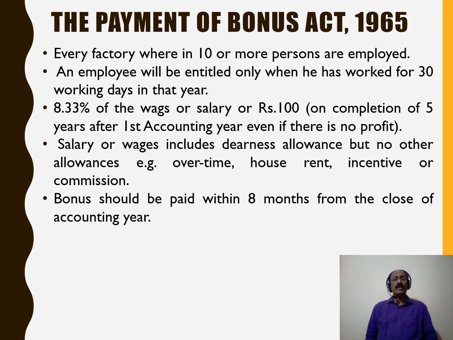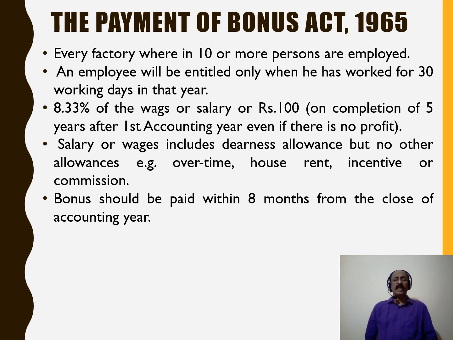And again, another one is the Payment of Bonus Act of 1965, where there is an entitlement of bonus to be paid. 8.33 percent of the wages or salary should be paid as far as the employee is concerned. This can include even your DA allowance, but other allowances are not there. Salary or basic salary plus DA should be included. Other allowances need not be counted in this. So 8.33% is actually one extra month of salary, not just 12 months. The 13th month is given as the bonus.